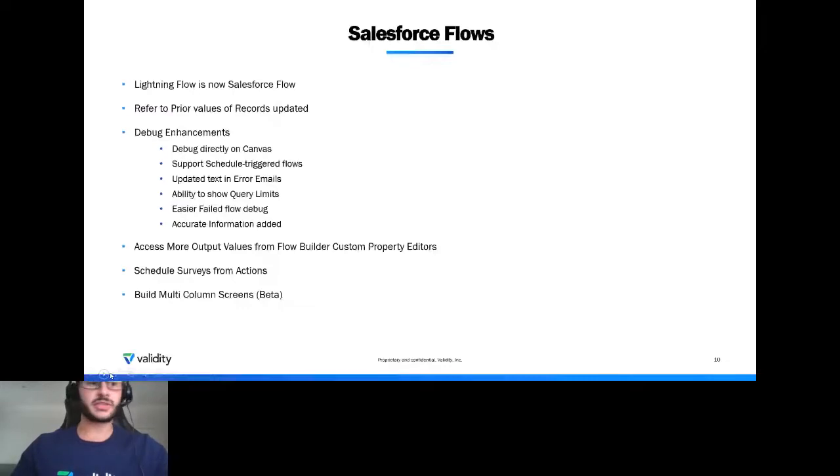A whole bunch of debug enhancements came in and are coming in with Spring 21. Those enhancements include debug directly on the canvas, support for scheduled triggered flows, and updated text in error emails. I'll show you an example of what that updated text looks like. There's also the ability to show query limits, easier failed flow debugs, and accurate information added. So it's a lot more accurate. The wording of it has been updated as well. You can also access more output values from Flow Builder custom property editors, so there's a lot more output values.